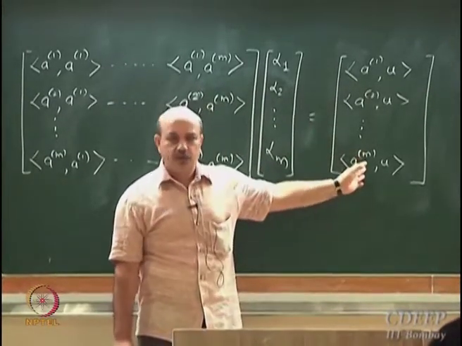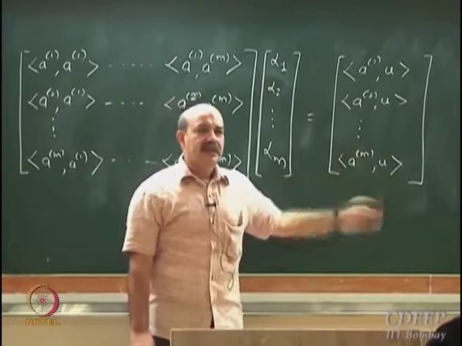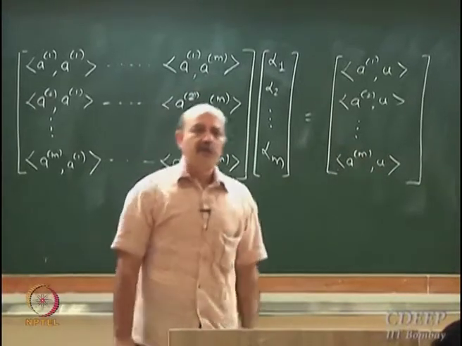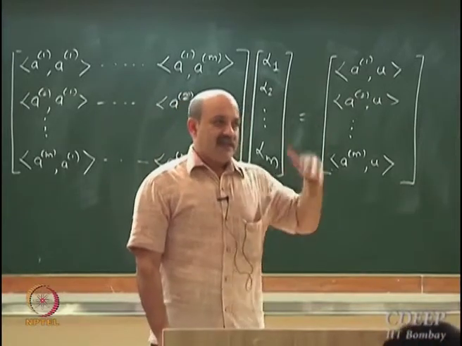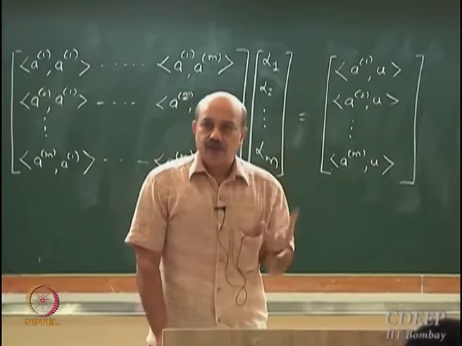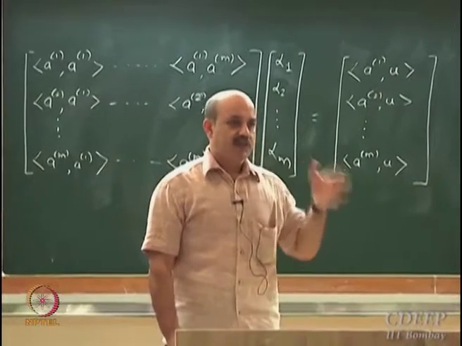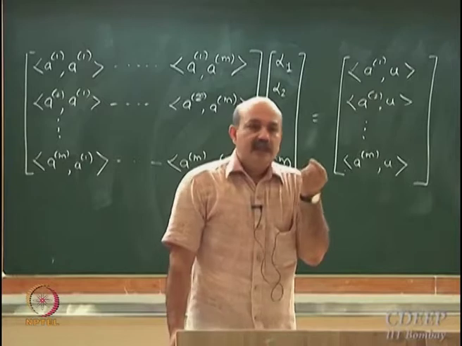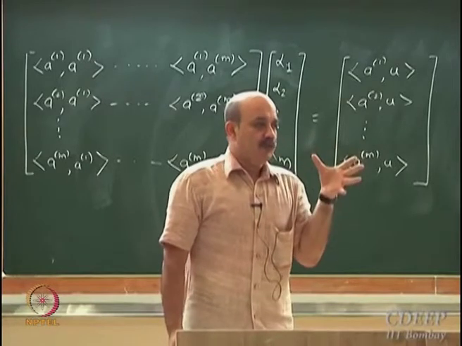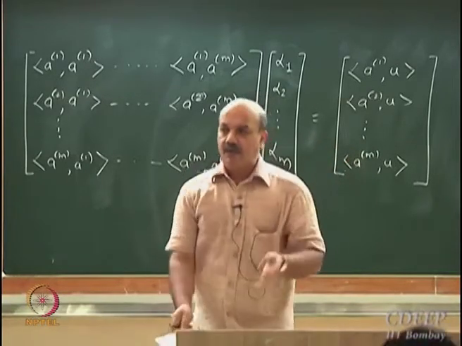You can get a least square solution. What you will get here is the least square solution of alpha 1 to alpha m. You will get the projection vector. Once you use this alpha 1 to alpha m, you get the projection vector onto the subspace S, which is at the least distance from u. So this is the best approximation.